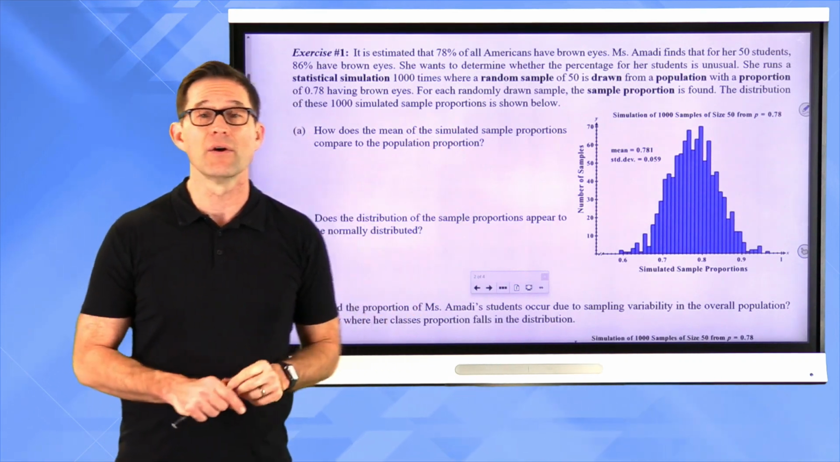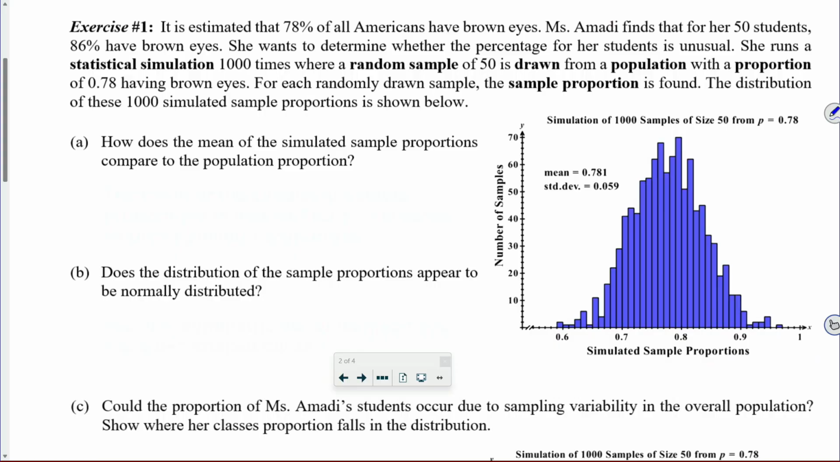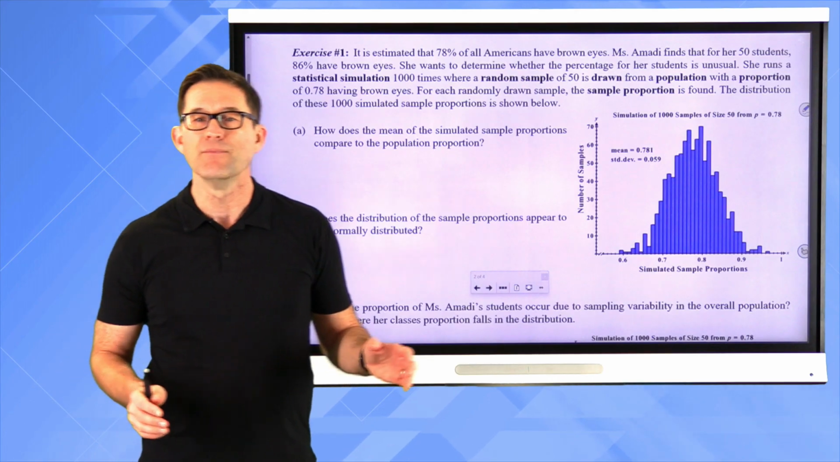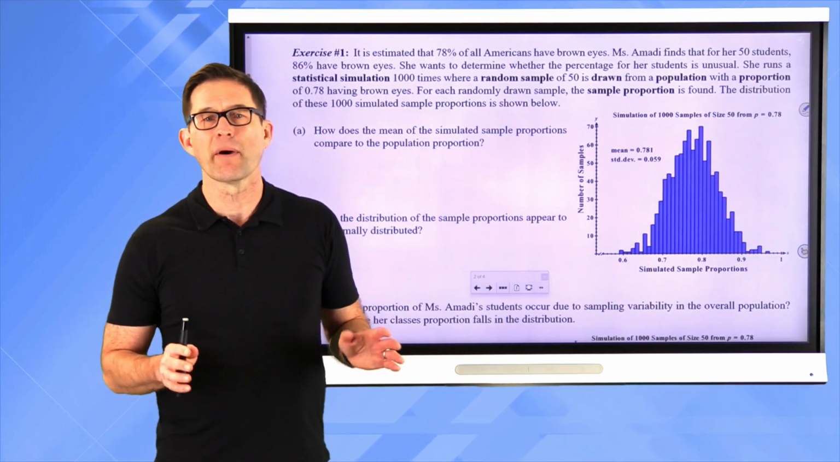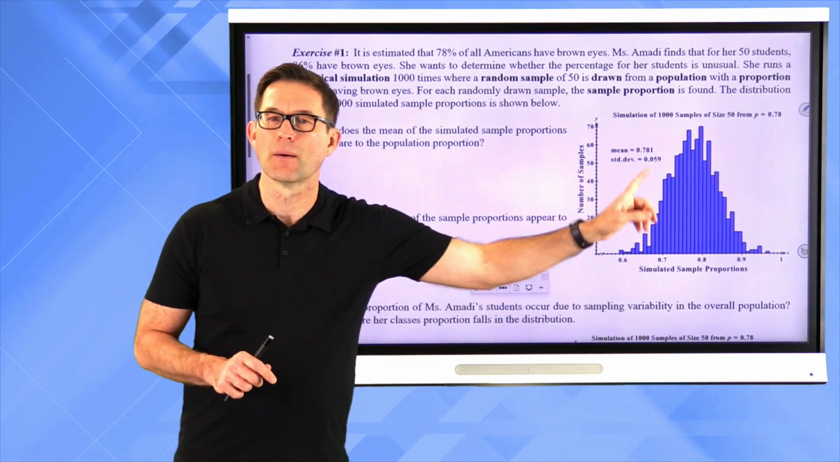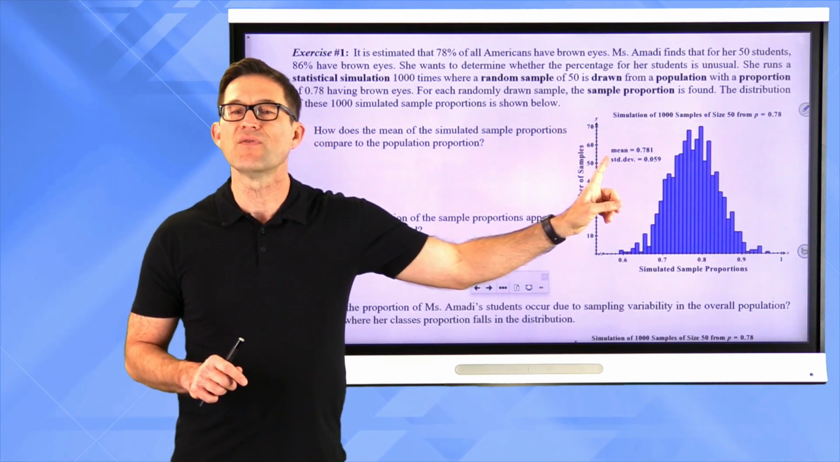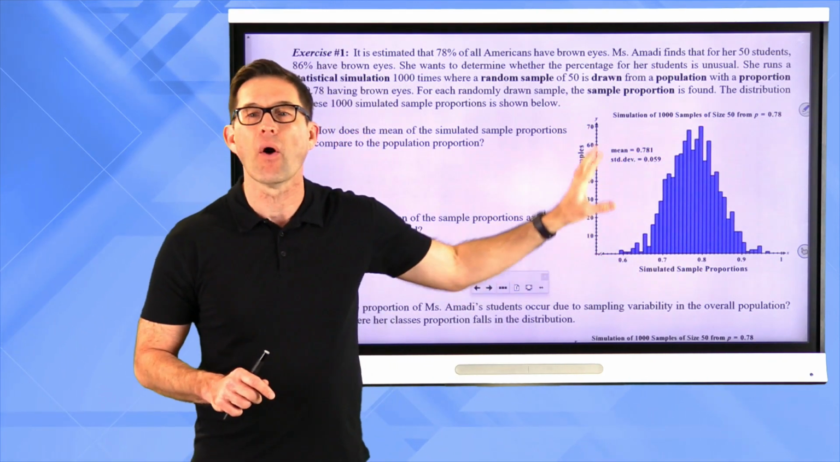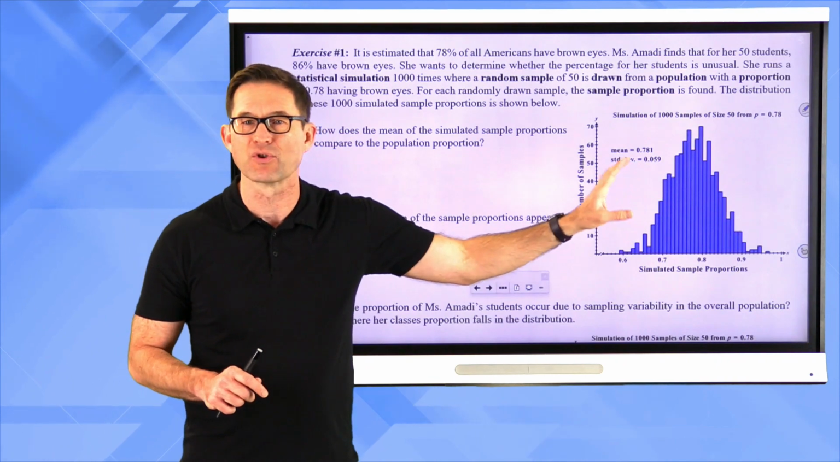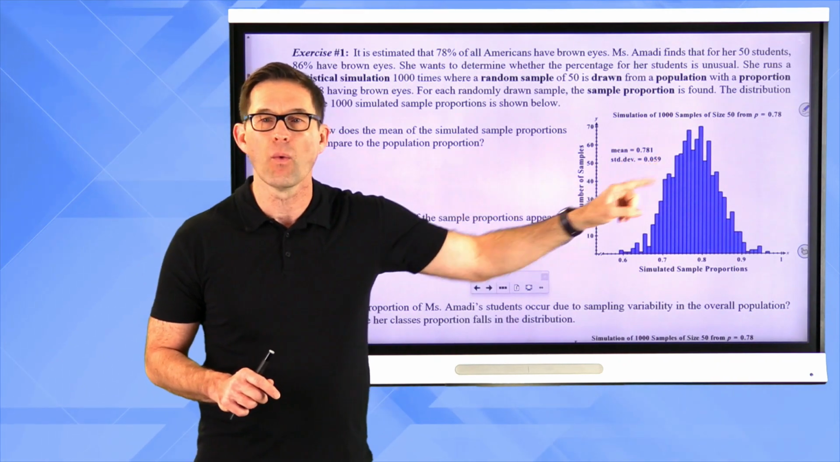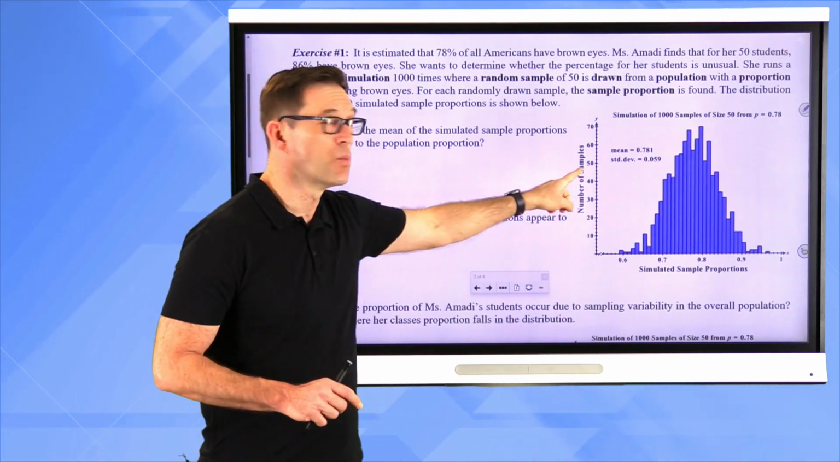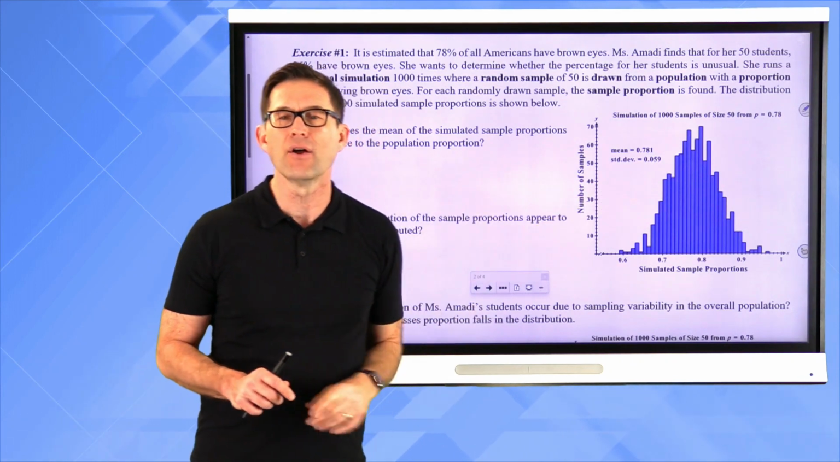So let's take a look now at letter A. How does the mean of the simulated sample proportions compare to the population proportion? Now again, always the statistics for my simulations are going to be shown somewhere on my graph. So here I see that the mean, the average of all my simulated sample proportions was 0.781 and the standard deviation was 0.059. And I know those are pretty small.